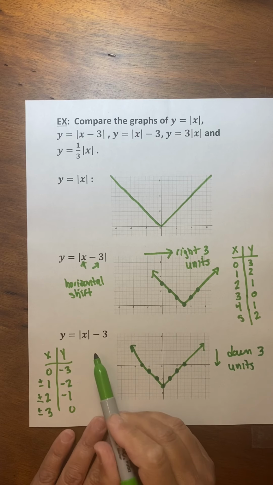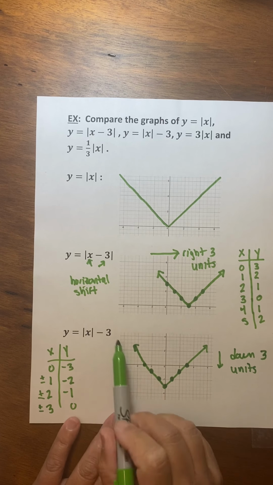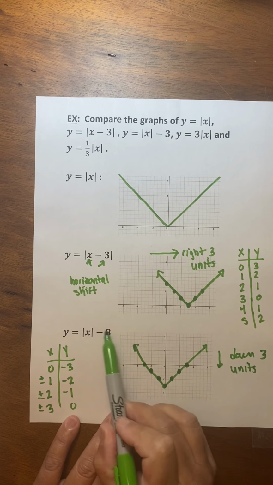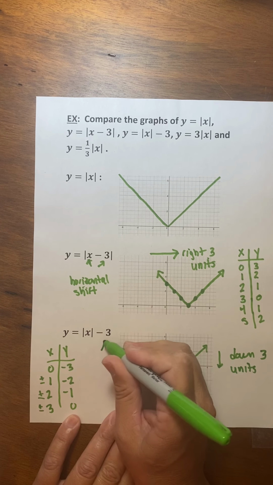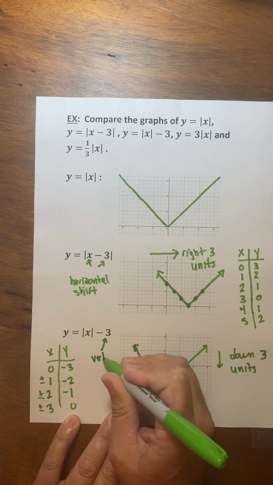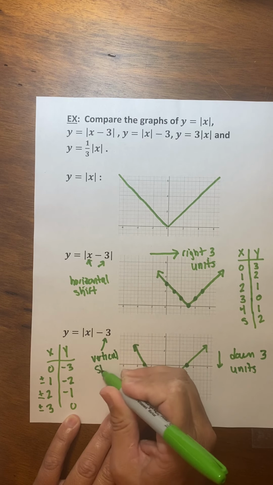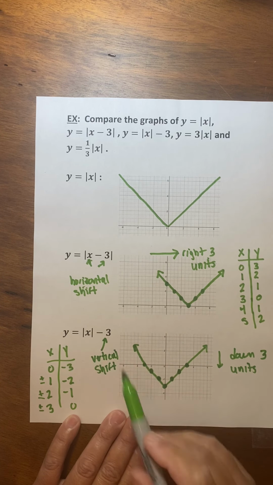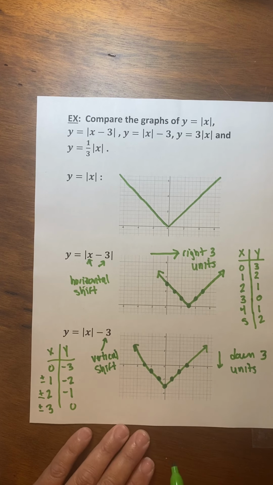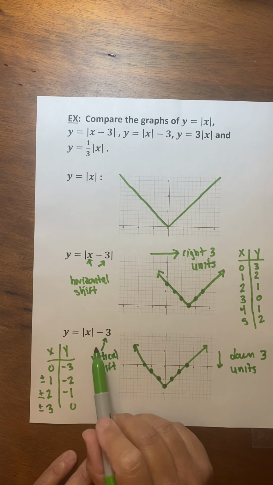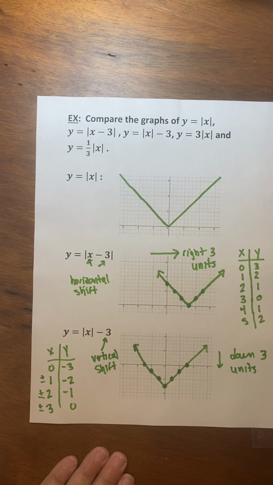Right, so I call this guy a dangler. If it's outside the operation, we're not taking the absolute value of it along with the x, then it's going to result in a vertical shift, a shift along the y-axis, because we're not doing to the 3 what we're doing to the x. So we're going to shift it down 3 units. If it was +3, we would shift it up 3 units. And sometimes it just takes plotting a couple points to see what's going on here.